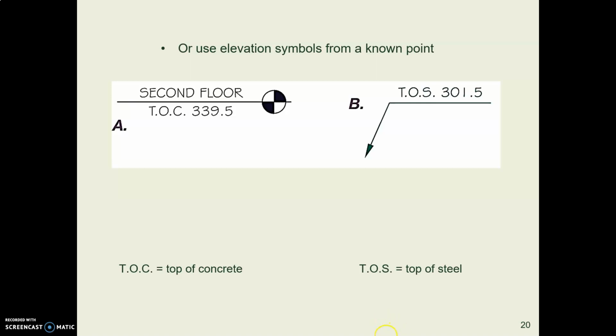Alternatively, you can also give an elevation. You'll see that especially in commercial buildings. So it's common to see this target-shaped symbol and then an elevation number. It might have these letters TOC for top of concrete, or it might have these letters TOS for top of steel.